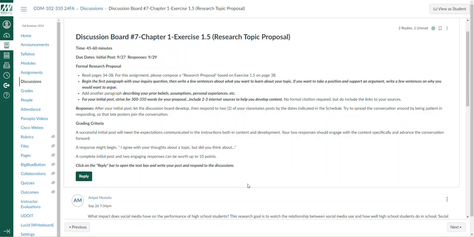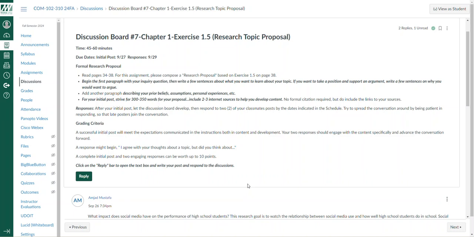You may want to take a position and support an argument; write a few sentences on why you want to argue. Next, paragraph number 2, describing your prior beliefs, assumptions, and personal experiences. Especially if you're working with a discourse community, you're going to have some personal experiences. It might be a topic where you have some prior assumptions that you may want to prove out. All right. So I am looking for a substantial post, 300 to 350 words for your proposal. Some real writing and thinking there.